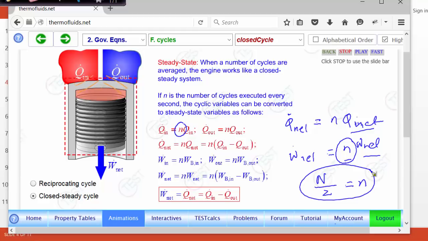And just one more thing, this is all based on 1 cylinder. If you have multiple cylinders, suppose your car has 4 different cylinders, then ultimately the total power, W dot net total, will be the number of cylinders times W dot net from each. It is kind of commonsensical.